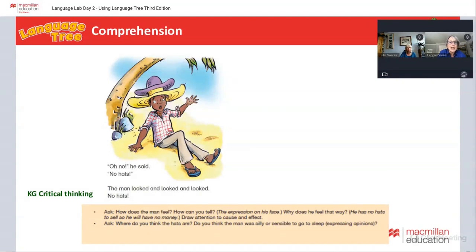Why does he feel that way? He's got no hats and he's not going to have any money. And so we're asking them to draw attention to cause and effect. And then we're asking them to speculate. Where do you think the hats are? Do you think the man was silly or sensible to go to sleep? And there we're asking them to use their own judgment and to say what they think about the situation.